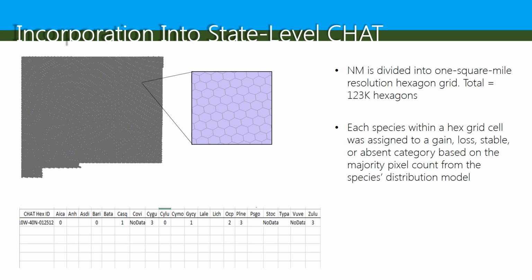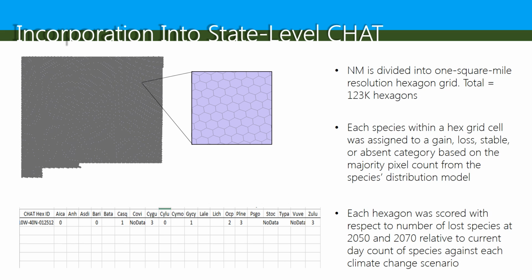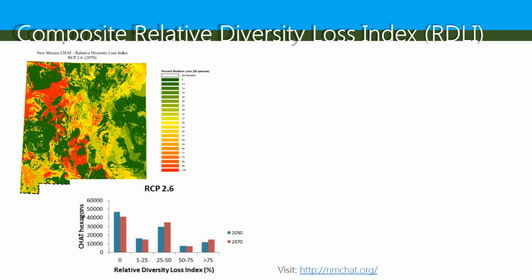With the power of coding, we did this for all of the 123,000 hexagons. And finally, each hexagon was scored with respect to the number of species lost in the year 2050 and in the year 2070 relative to the current day count of the species against each climate change scenario. This is a sample result of the CHAT integration that you will see online. We named it the Relative Diversity Loss Index, or RDLI.